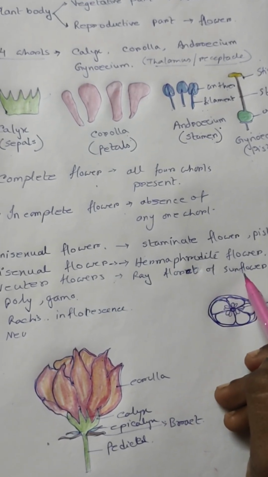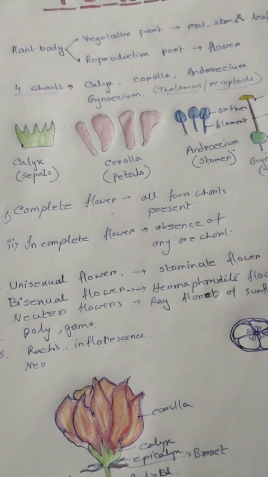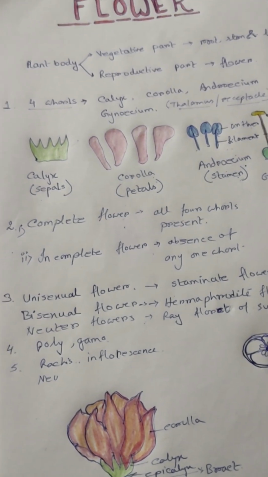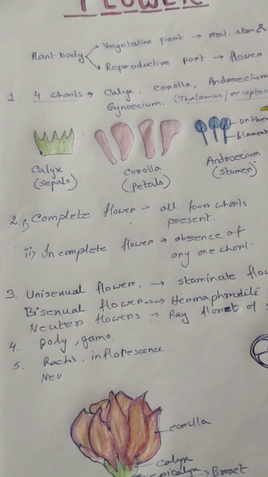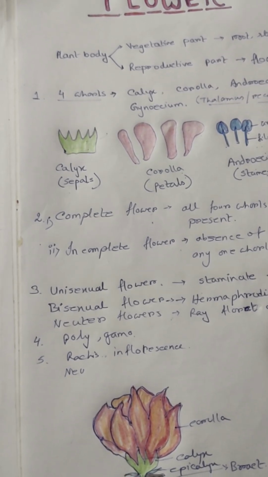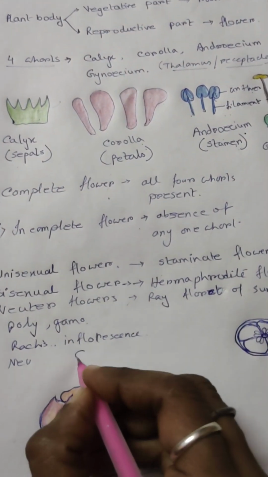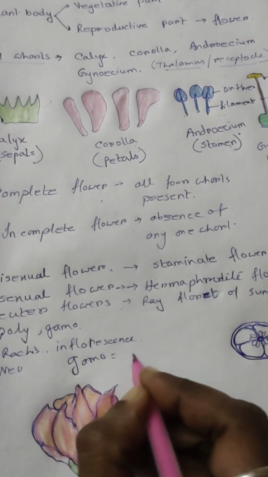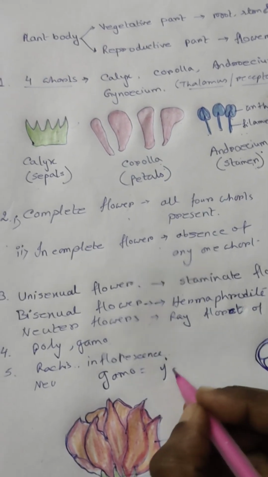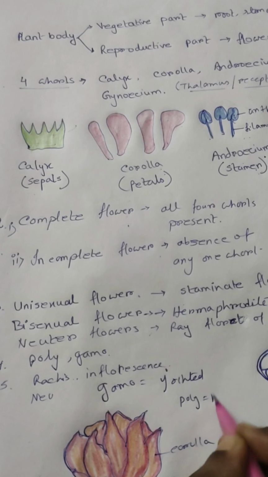Now, I am going to explain one more thing, that is poly and gamo. What is poly and gamo? If the floral appendages are joined, we call them gamo. Gamo means joined and poly means free.